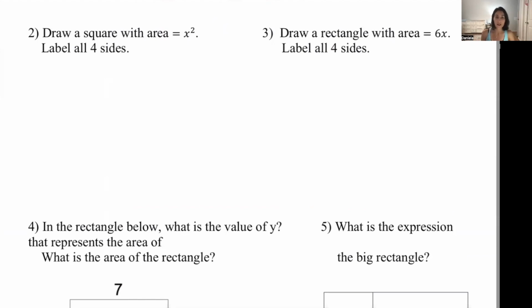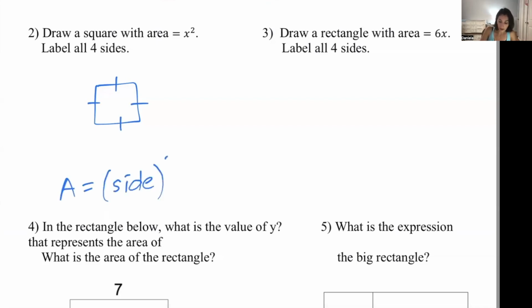Okay, the next thing we have to talk about, because we're going to be drawing squares and rectangles later and talking about area, is a precursor. Number 2 here says we're going to draw a square with area x squared, right? A square is where all 4 sides are equal, so the area is the side length of the square squared. That's the area, A is area.